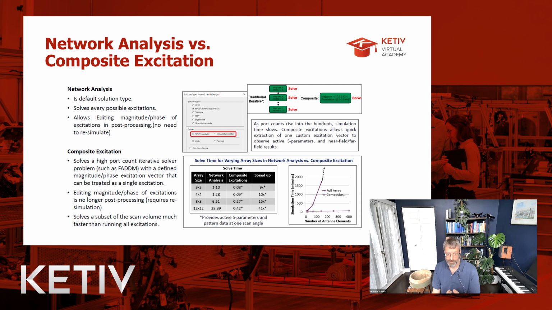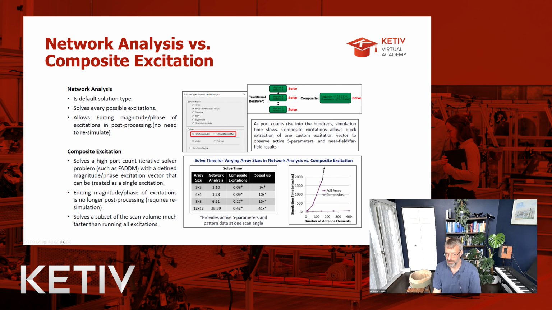Normally HFSS, when you run a network analysis, is solving every possible excitation. With composite excitation, you specify a single excitation and it runs that analysis for that single excitation, but it doesn't do all the rest. And as you can see, you can get a much larger speedup, 9 times, 41 times, especially for the larger types of finite antennas.